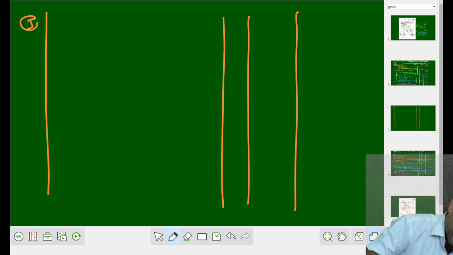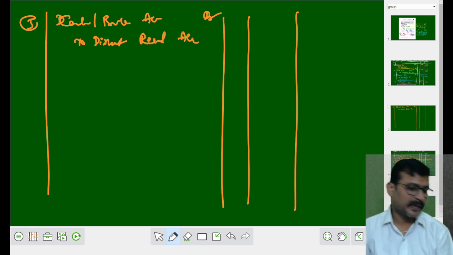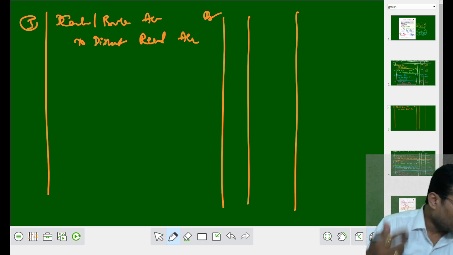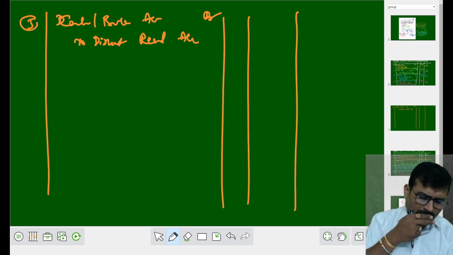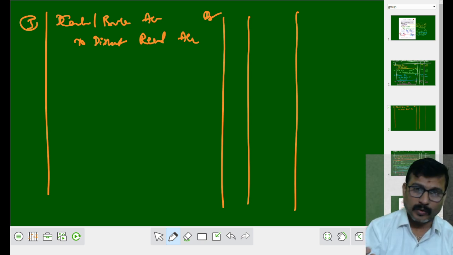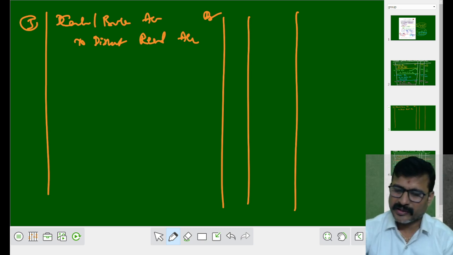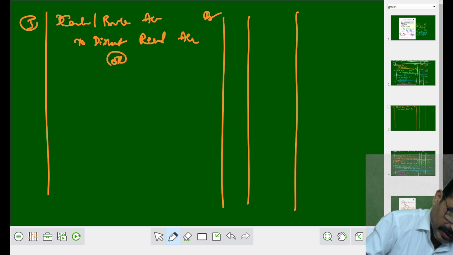For this, the entry will be entry number 5. Cash or bank account debit to discount received account. ये भी लिख सकते हैं. Or we can write that black and white account debit to discount account, that is also allowed, but for discount received here cash is increased, like that we can write.